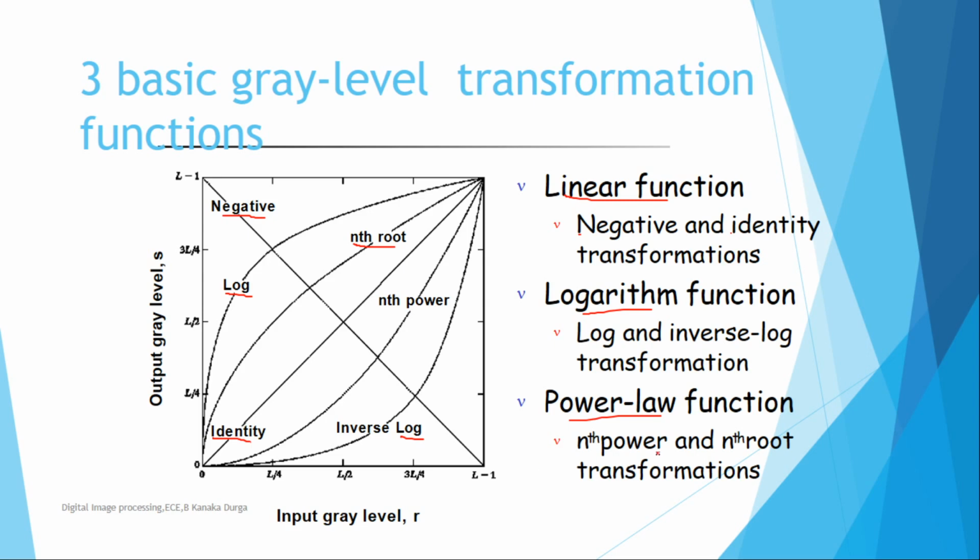So in the basic gray level transformations, there are three categories: linear, logarithmic and power law. In the linear, we have the negative and identity transformations, the logarithmic has log and inverse log, and power law has nth root and nth power of the functions.